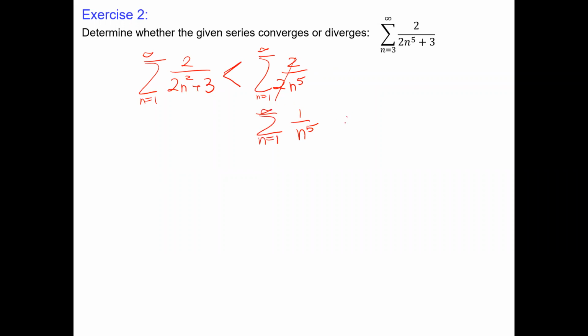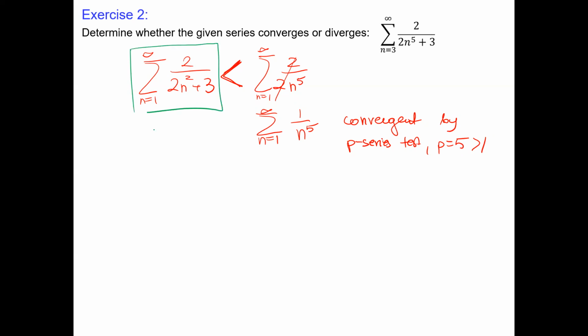1 over n to the power of 5, this series is convergent by the p series test. p is 5, greater than 1. Then the summation that is smaller is also convergent. Convergent, but not by the p series test, by direct comparison test with, and I can even copy this, comparing with that formula. It's important to indicate what we're comparing with.